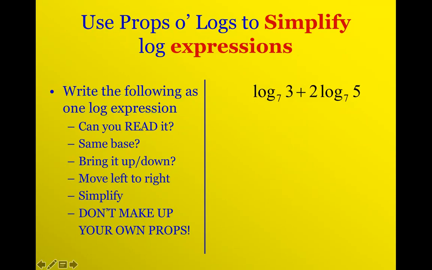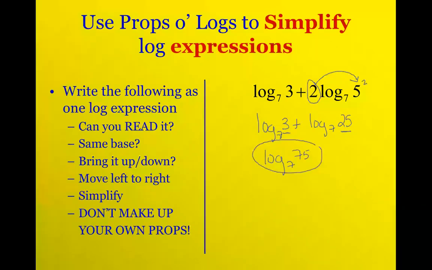Ooh, what about this? Let's see. Log base 7 of 3 plus log base 7 of 25. Where'd that 25 come from? I brought the 2 up as 5 squared. And then I can multiply their arguments because I'm adding: log base 7 of 75. I can't get a numerical answer to that. 7 to no power is going to give me 75.